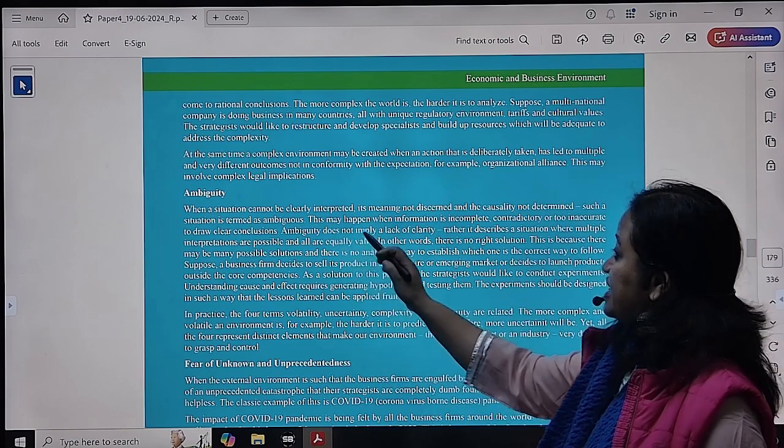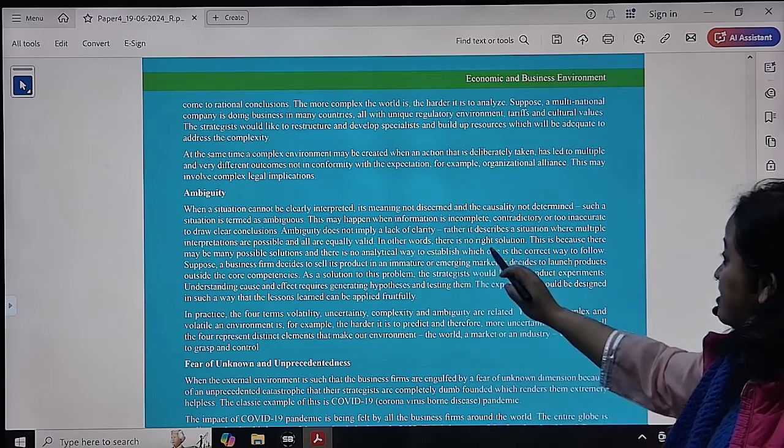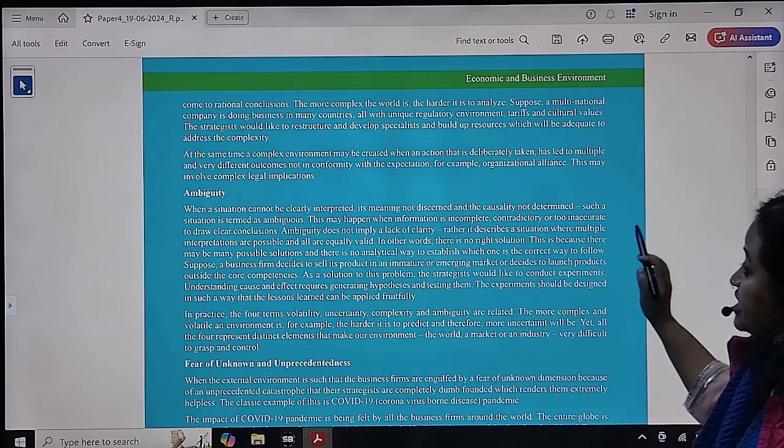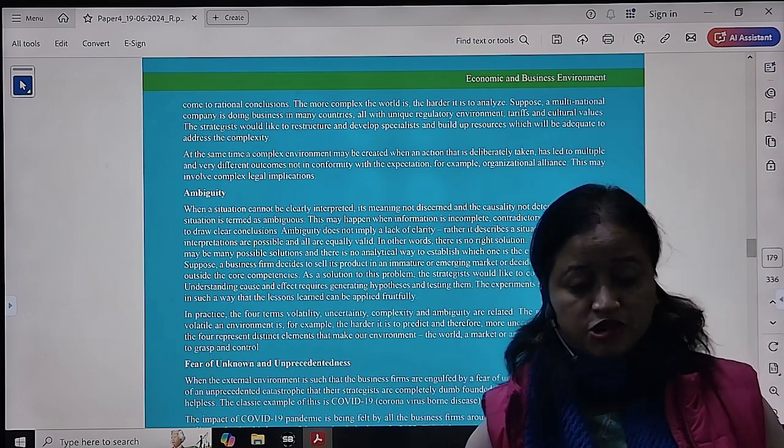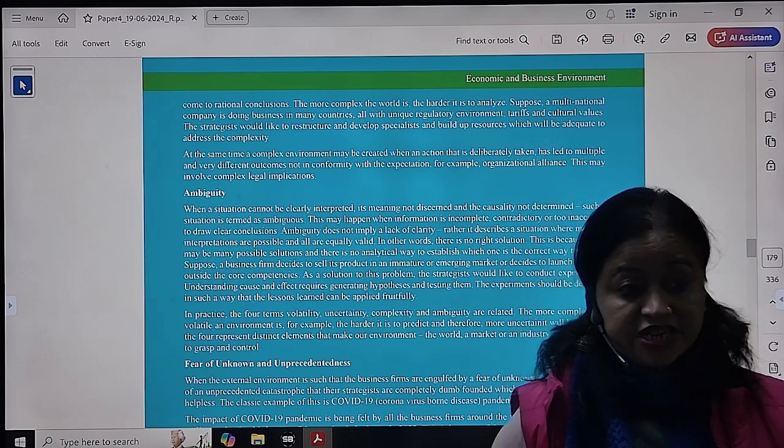So ambiguity doesn't imply a lack of clarity. Rather, it describes a situation where multiple interpretations are possible. ठीक है? अब यहाँ पे क्या बोल रहा है कि ambiguity where multiple interpretation.